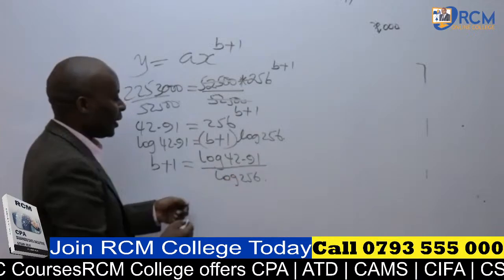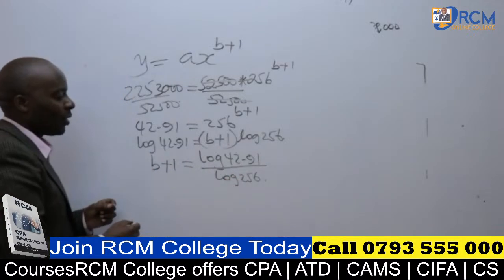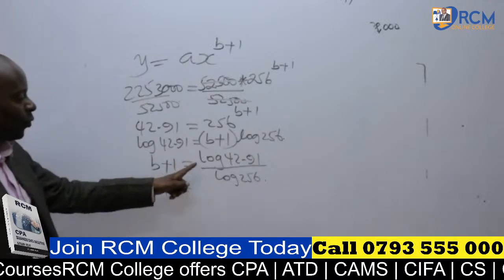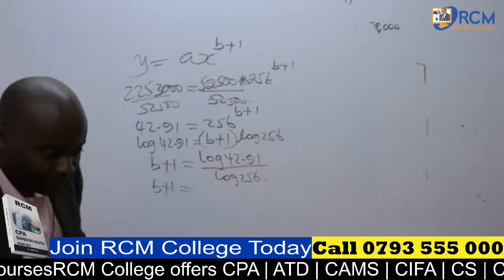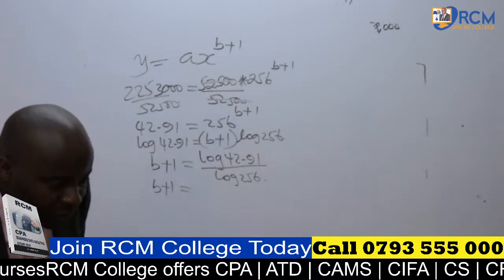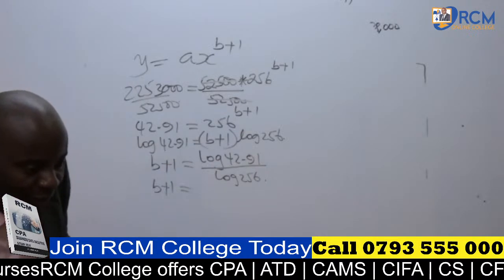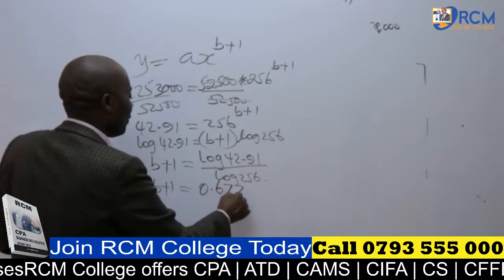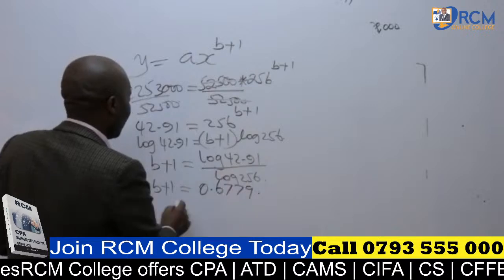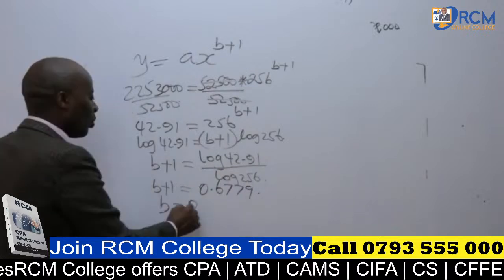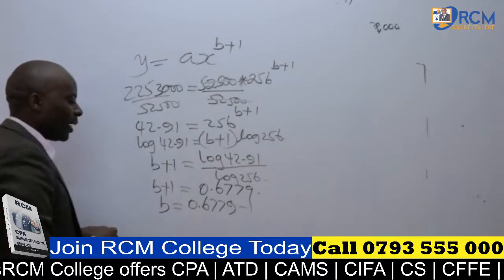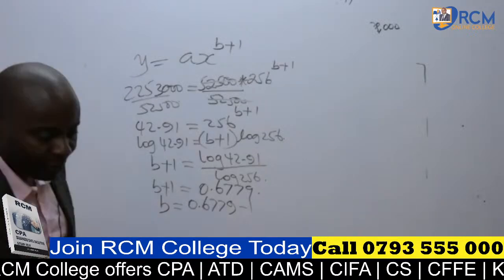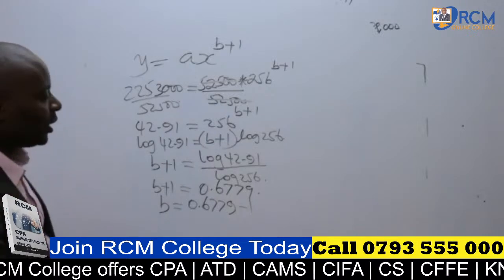Could you kindly give me this answer? So b plus 1 will be equal to what, somebody? Log 42.91 divided by this log. Somebody is getting 0.6779. Thank you very much. And therefore, my B will be equal to 0.6779 minus 1. Can you give us that figure?